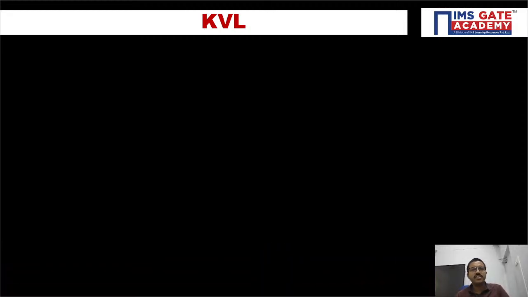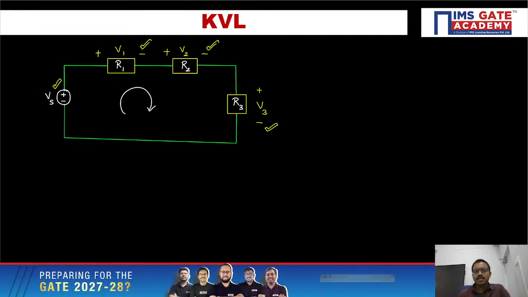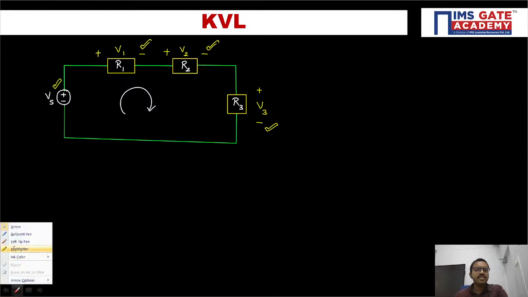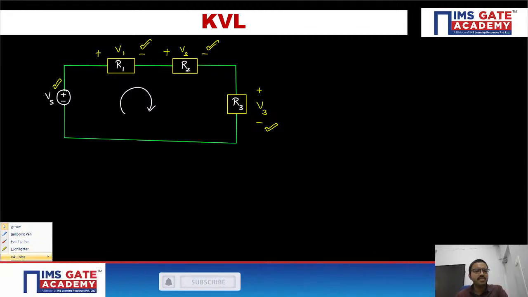All of you can put the heading KVL, Kirchhoff's voltage law. For the timing, I have considered one circuit. Here in this circuit, we have a voltage source and then three resistors. How are all these elements connected? All of you can mention it in the chart: how all these three elements are connected.